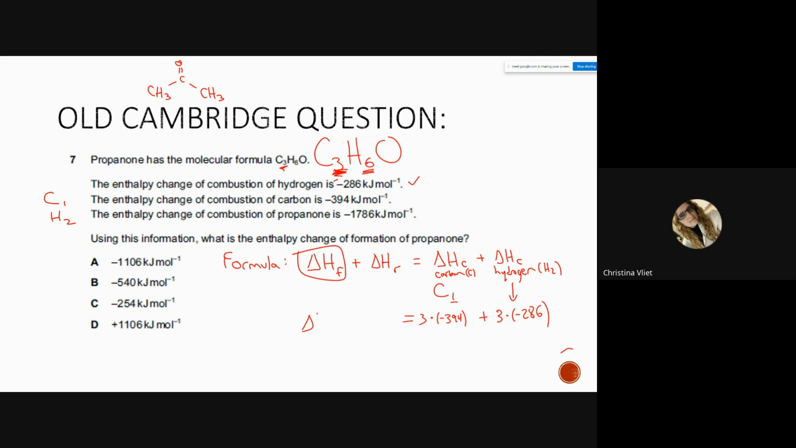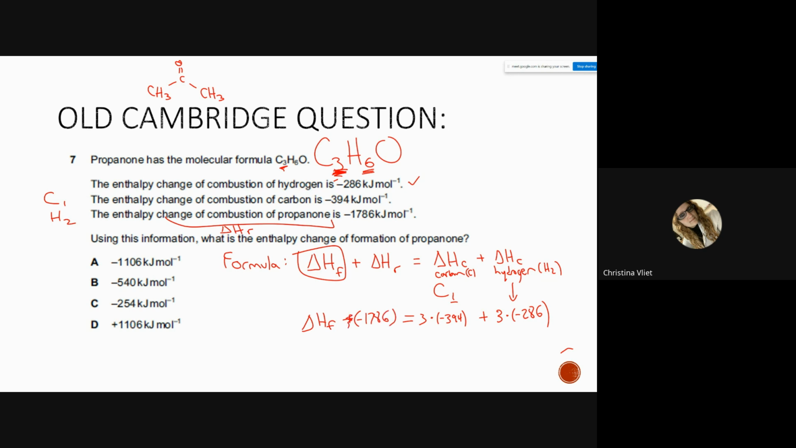I'm still missing one number. Do we have it? This is kind of mean, right? The enthalpy of combustion of propanone is the delta H of the entire reaction that's being studied. The reaction that we're studying is combusting propanone. So that would be the missing delta H part. And so this would be negative 1786. So just change it to subtract 1786.